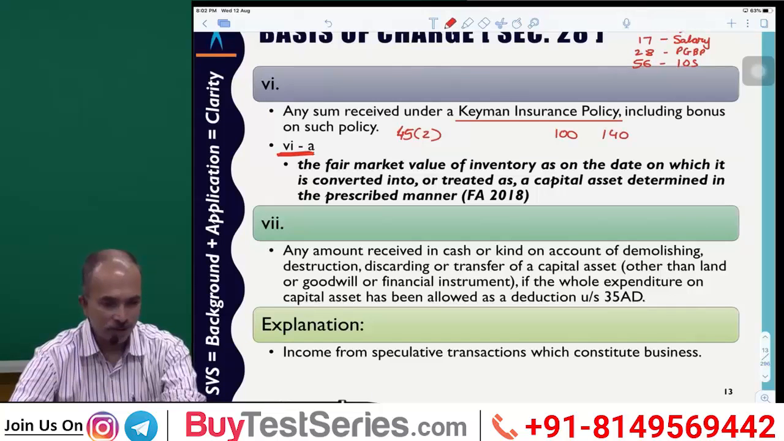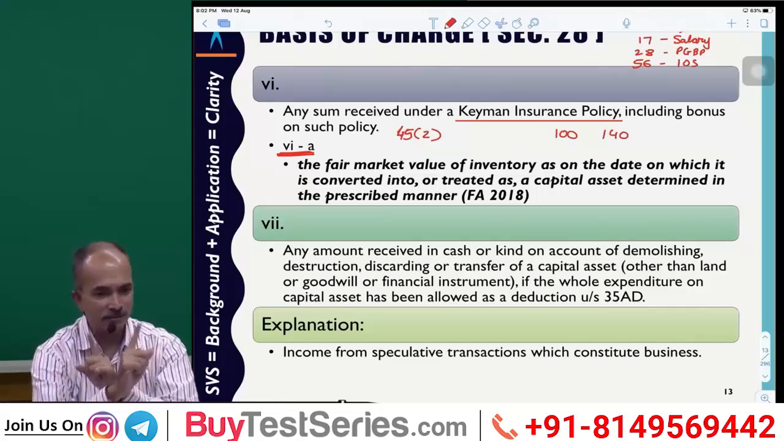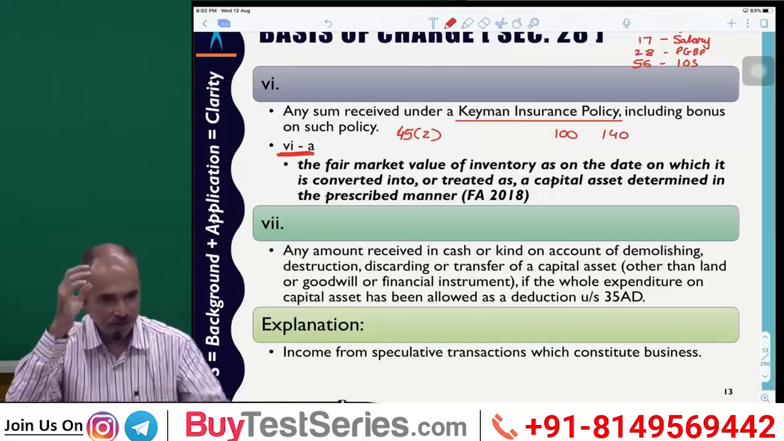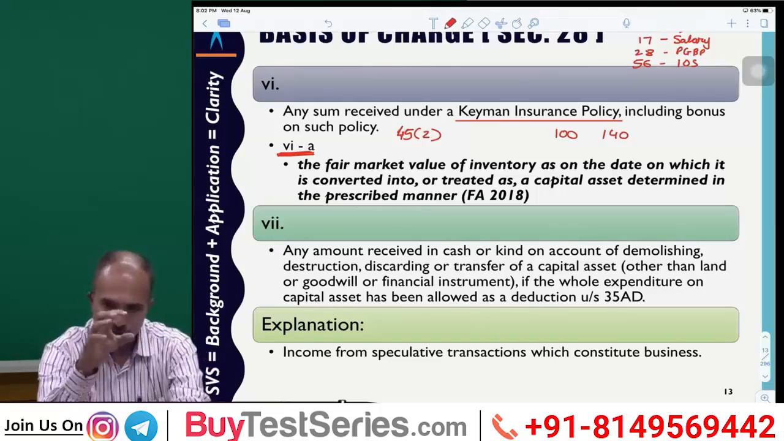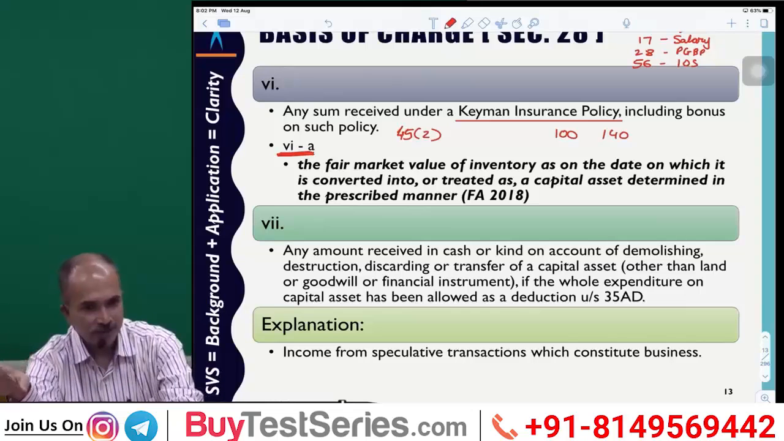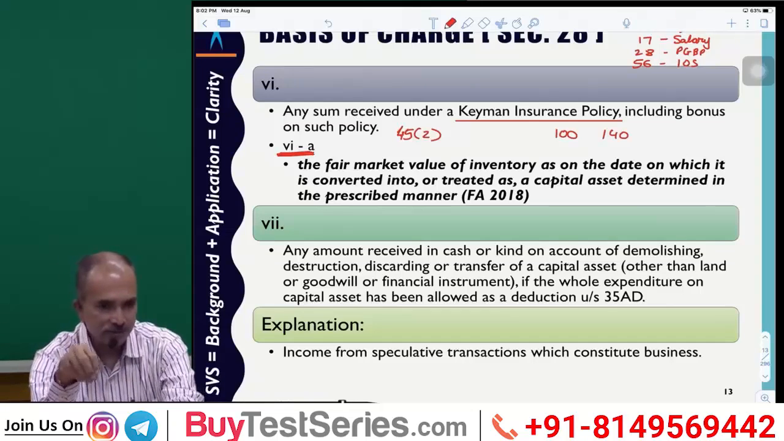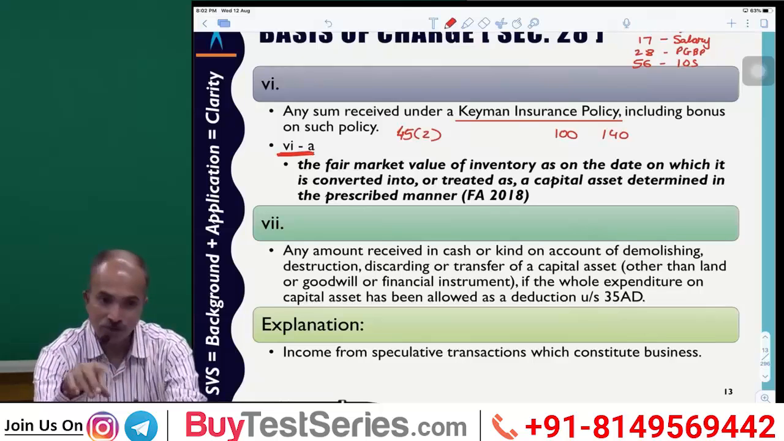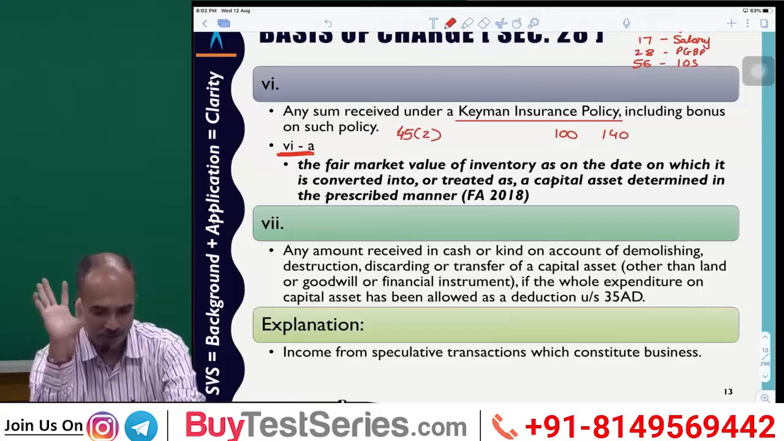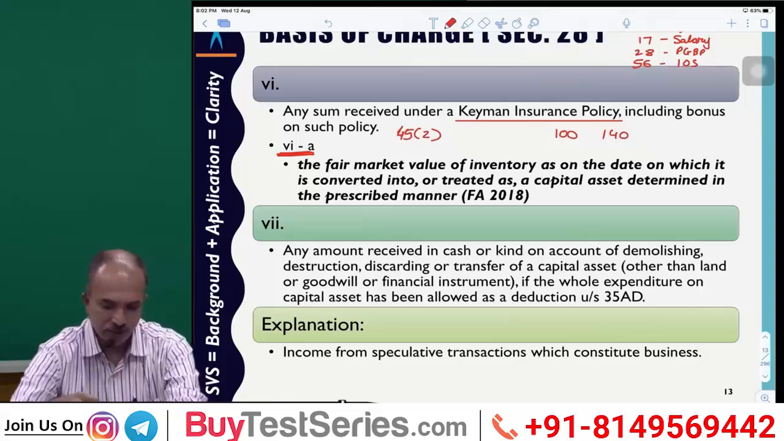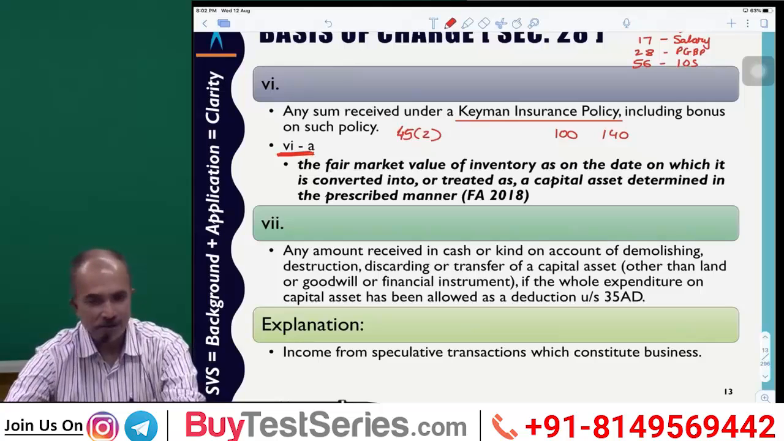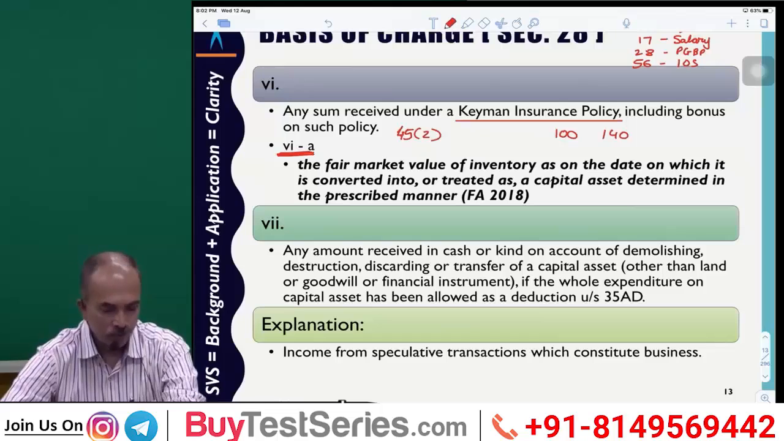Now it was brought in to have exactly the reverse amendment, reverse taxation. Meaning I have a stock. Today I am converting this stock into my capital asset. They say we are going to tax this transaction, but under business profession, not under capital gain. And how? That is what we are going to try and understand. 28.6a says fair market value of the inventory as on the date on which it is converted into or treated as a capital asset, determined in the prescribed manner.